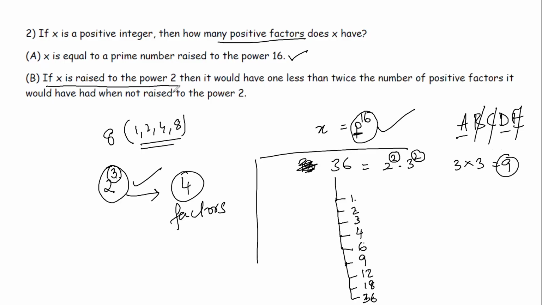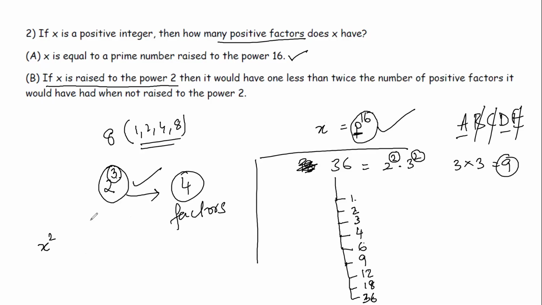If x is raised to the power of 2, not a prime number, right? If x is raised to the power of 2, then it would have 1 less than twice the number of positive factors it would have had when not raised to the power of 2. Okay. Now, this statement is quite confusing to begin with because it is probably already assuming that x is equal to a prime number something.